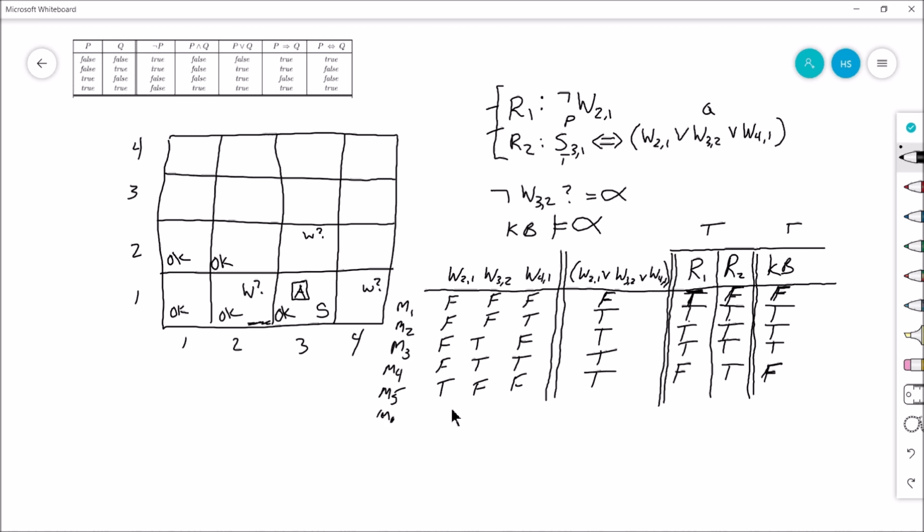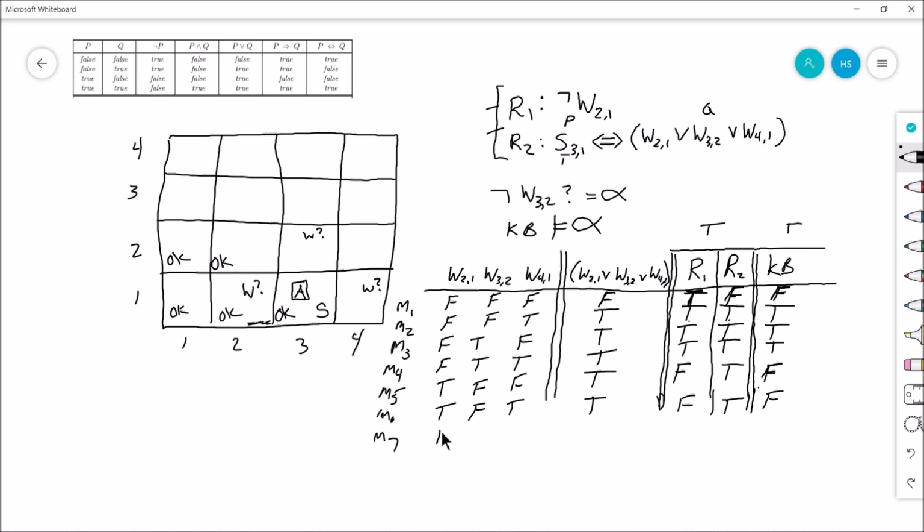Okay, so the next model, basically anything where we assume that the wumpus is in 2, 1 is going to cause our model to be invalid. That knowledge base for that model is going to be invalid, because remember, we know that there's no wumpus in 2, 1. But I'll just flesh out the table really quick.